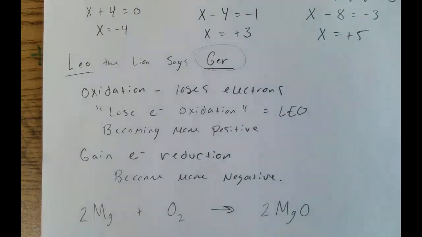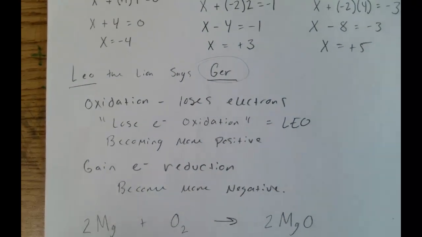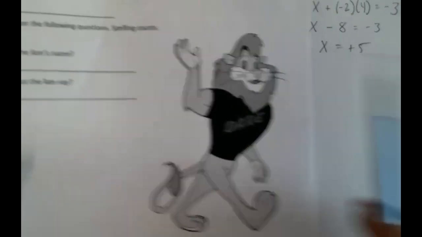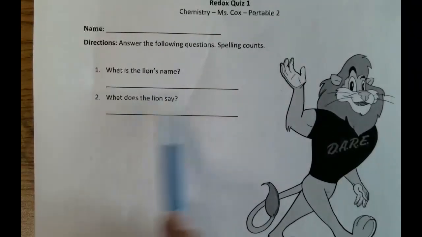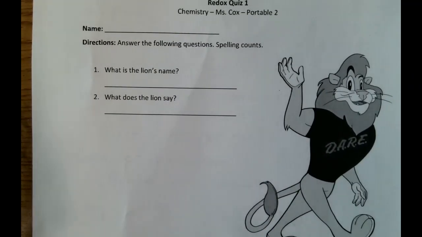So your quiz tomorrow is going to be a picture of Leo the lion, which I'll show you. He looks like this. And what I want to know is what is the lion's name. It's Leo, lose electrons, oxidation. And I want to know what the lion says. He says GER. Spelling counts, it's G-E-R and L-E-O.